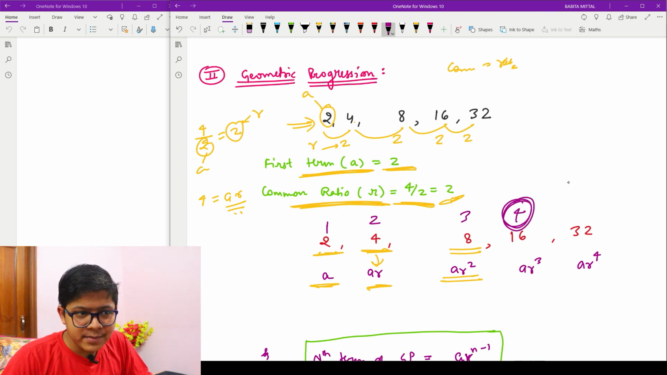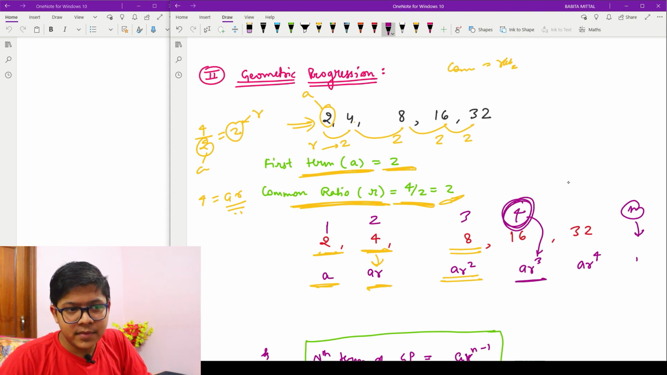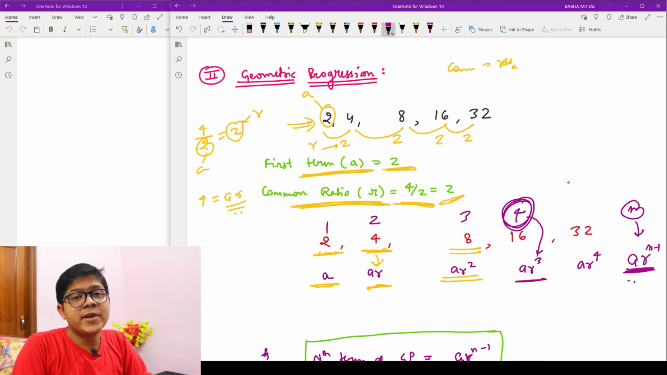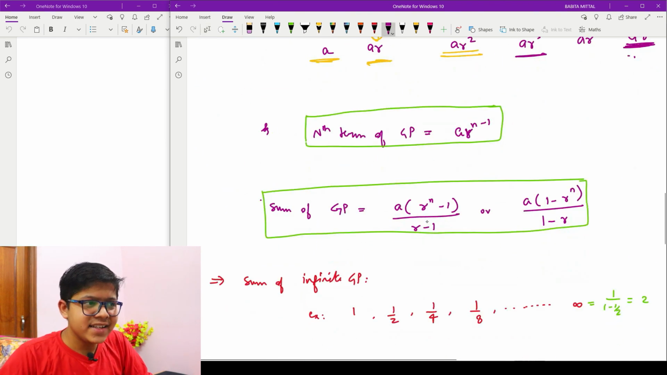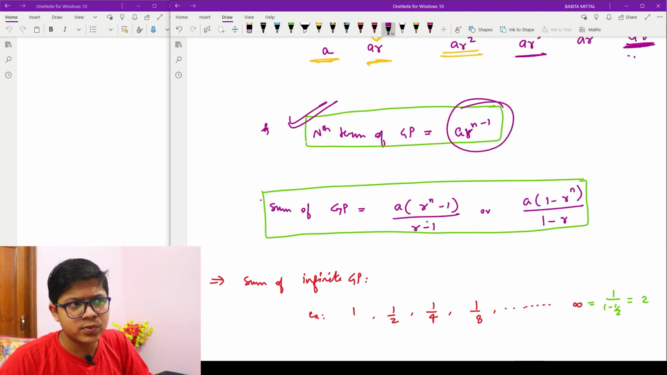So for the 4, I am saying my R is raised to the power 3. Like for my nth term, it will be nothing but A into R raised to the power n minus 1, right? So it is my nth term of my geometric progression. Thus, I can clearly say that for my nth term of the geometric progression, it will be nothing but A into R raised to the power n minus 1.